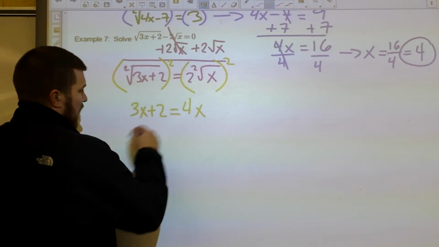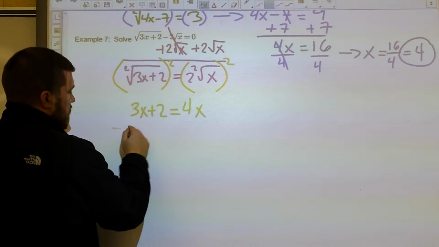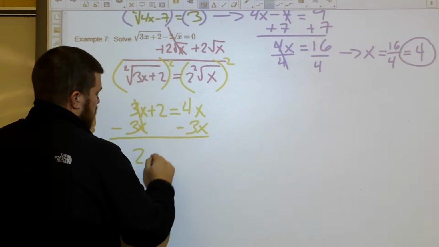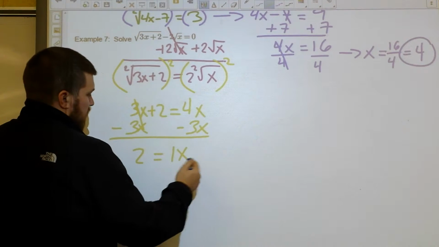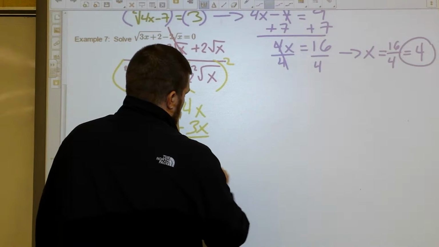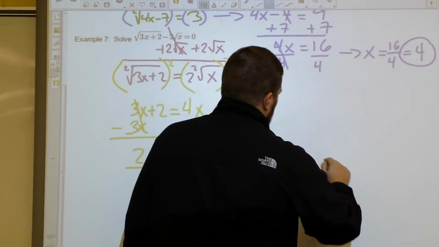Now, I need to get my x's on one side and keep my constants on the other, so I'm going to take 3x over to the right. So minus 3x on each side. So I have 2 equals 1x, divide by 1. So that tells me that x is equal to 2 over 1, which is just 2.